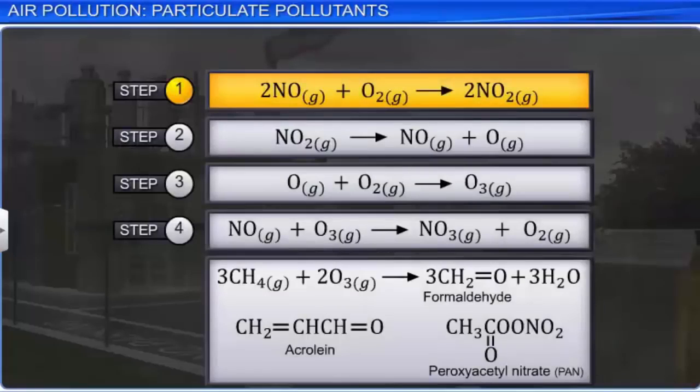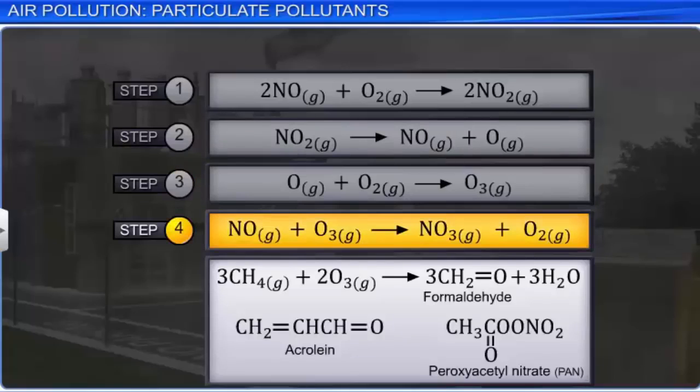First, the nitric oxide combines with oxygen to form nitrogen dioxide. This nitrogen dioxide absorbs energy from sunlight and breaks up to form nitric oxide and nascent oxygen. The oxygen atom, thus produced, reacts with oxygen gas in the air and forms ozone. This ozone reacts with nitric oxide and forms brown nitrogen dioxide gas.